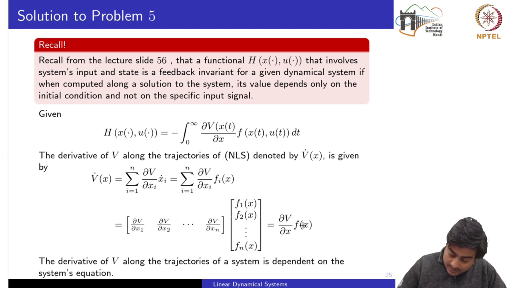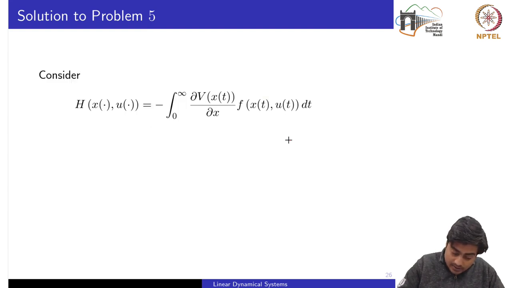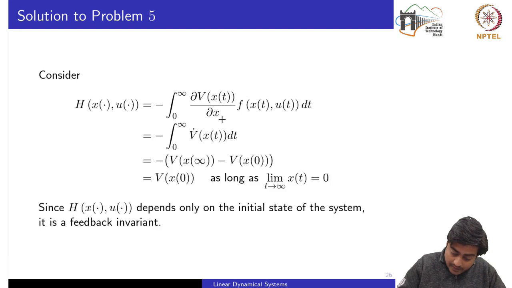Now you would see some similarity. This part happens to be equal to this part, right? Let's see in more detail. So consider again this one. I can write this whole part, what we had seen, as equal to V dot of x, and if I integrate this V dot, I would get V of x at infinity minus V of x at 0.